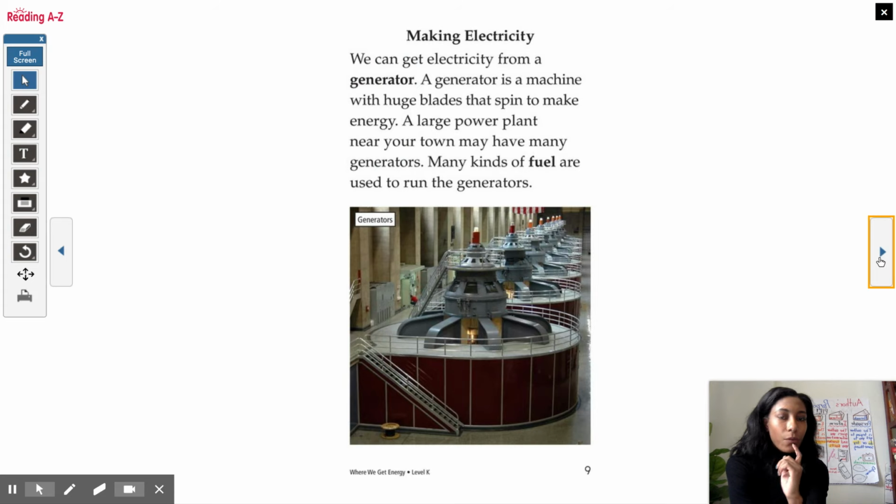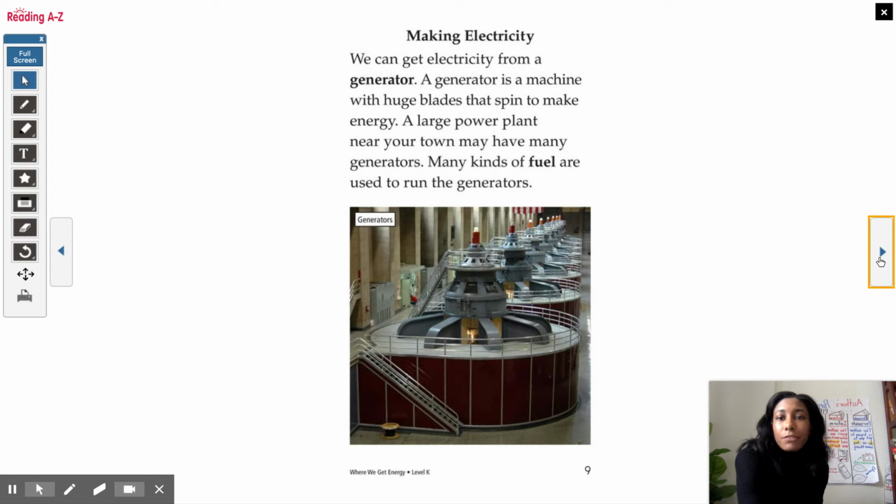I wonder where we could go in the book and find the definition of a generator. Pause the video if you know where you can go back in the book and find the definition of a generator. Yeah, you could go back into the glossary. Like I mentioned earlier, you can go back into the glossary to find definitions of bold words that you see throughout your story. Let's keep going.